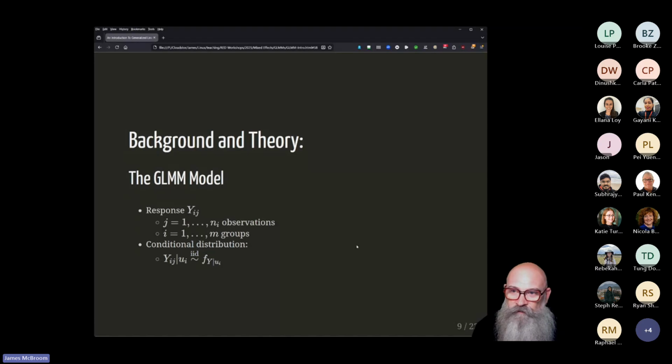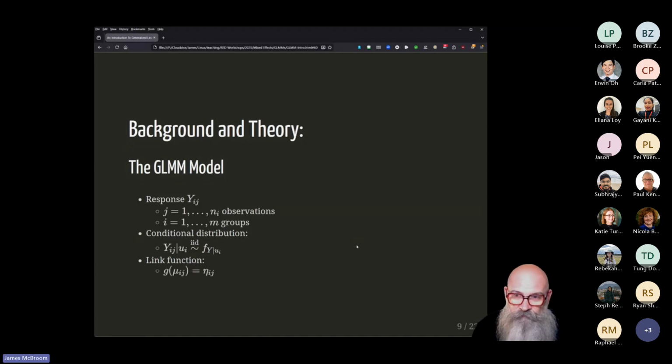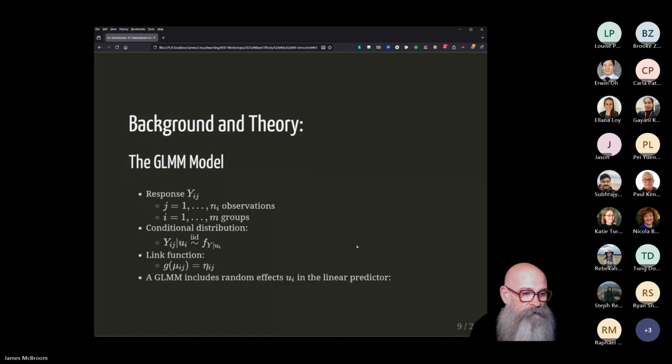Now, this distribution F will be one of our generalized linear model distributions: a binomial, a Poisson, a negative binomial, a multinomial, whatever it might be. We still have a link function. That hasn't changed. So we're still relating some function of the mean of that conditional distribution to the linear predictor of covariates. That's exactly the same as in a generalized linear model.